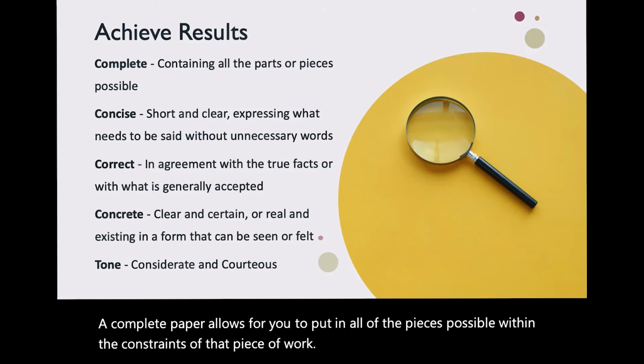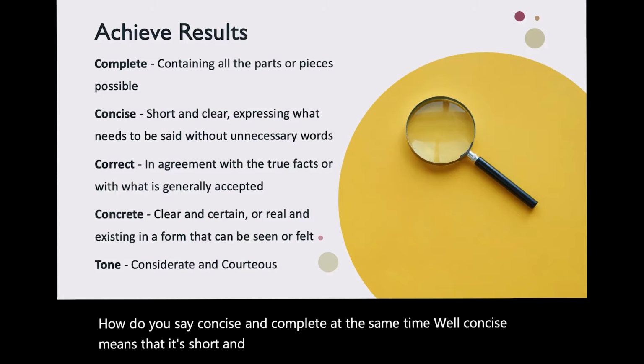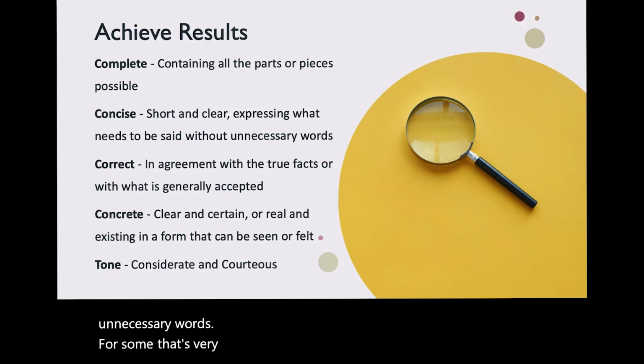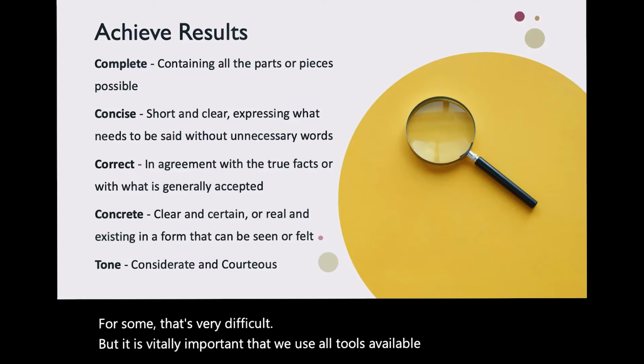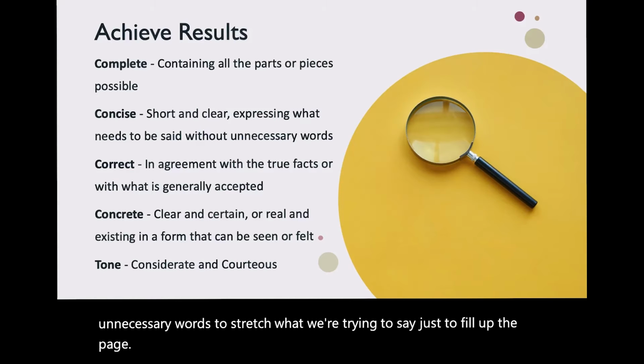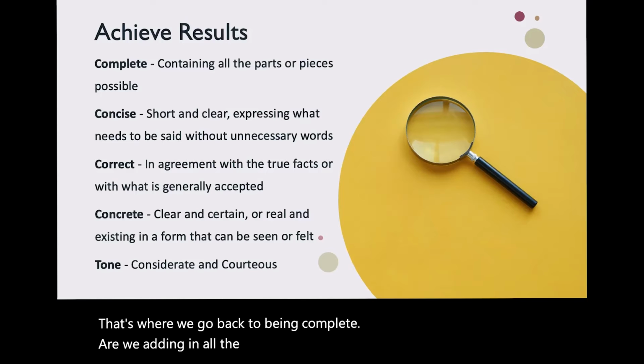Concise. How do you say concise and complete at the same time? Well, concise means that it's short and clear, expressing what needs to be said without unnecessary words. For some, that's very difficult, but it is vitally important that we use all tools available to us to not add unnecessary words to stretch what we're trying to say just to fill up the page. That's where we go back to being complete. Are we adding in all the parts or pieces possible so we don't have to use unnecessary words?